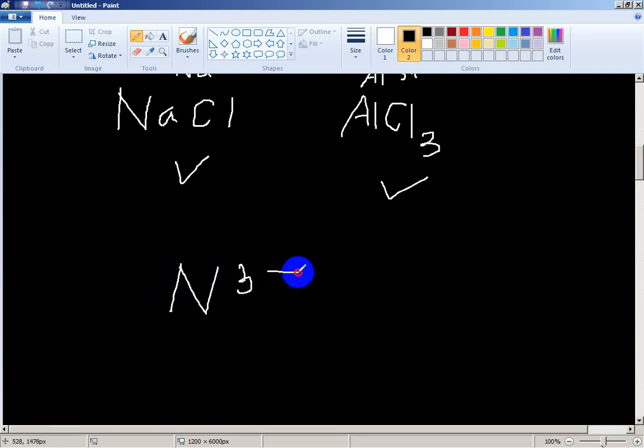From N3- to Al3+, the ionic radius decreases. Why? Because nuclear charge increases, so the ionic radius decreases. As nuclear charge increases, the attraction force increases, so the ionic radius decreases.